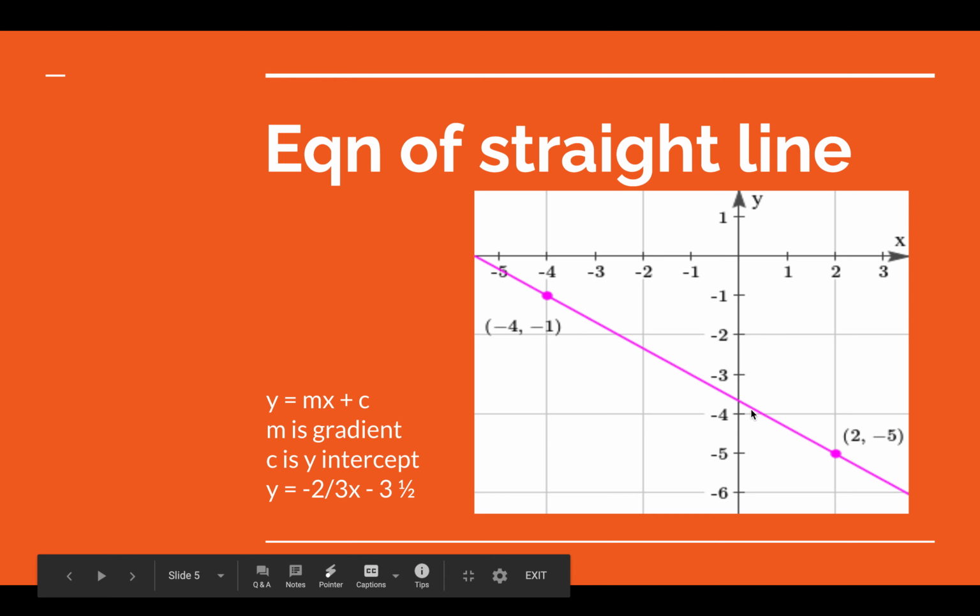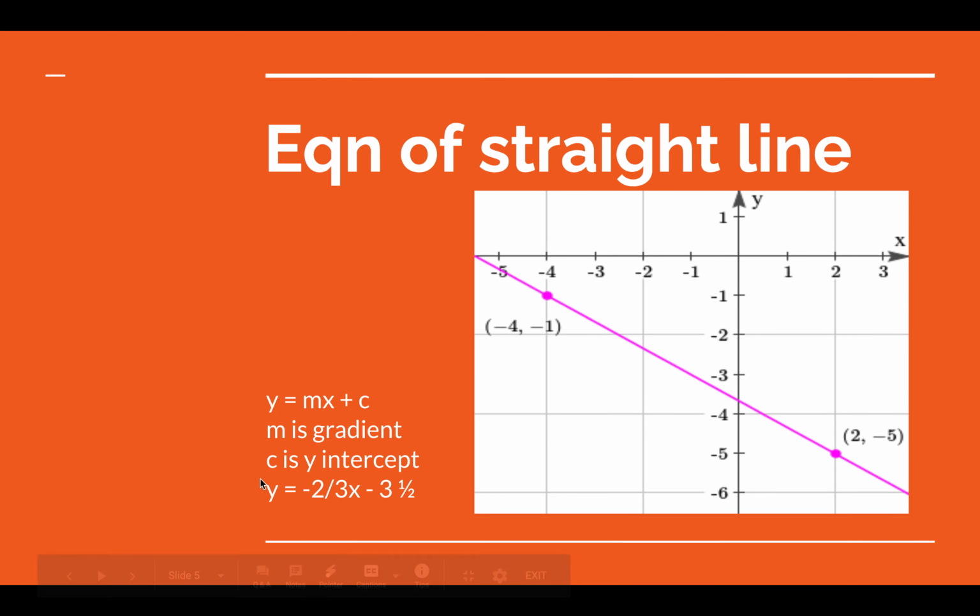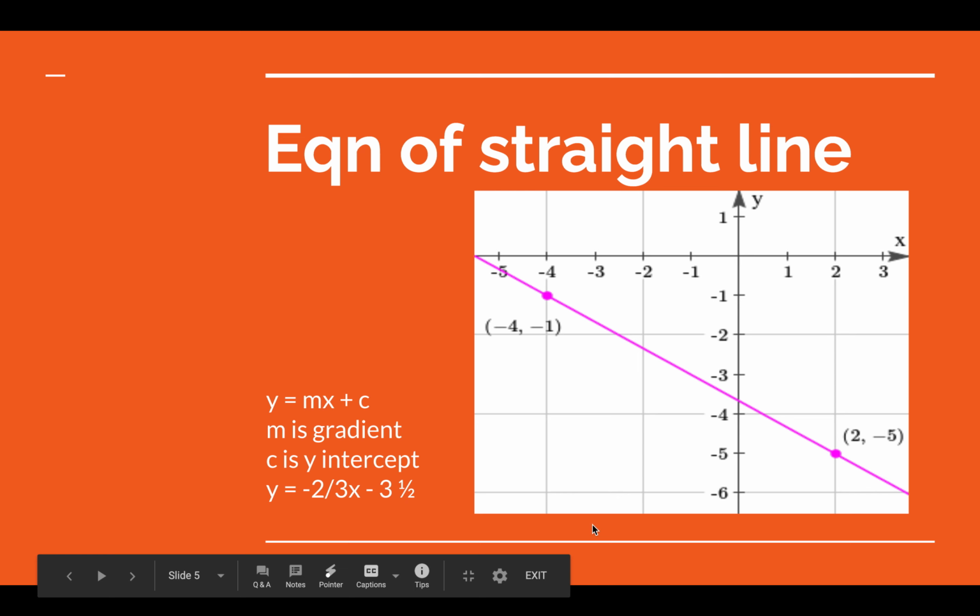This is the equation of this line, and we're able to derive it from knowing the m, which is the gradient, and knowing the c, which is the y-intercept.